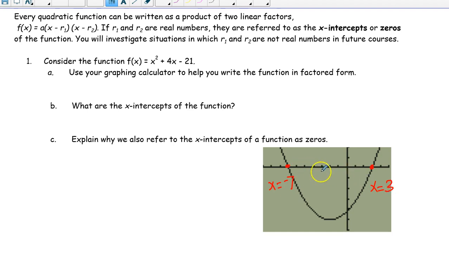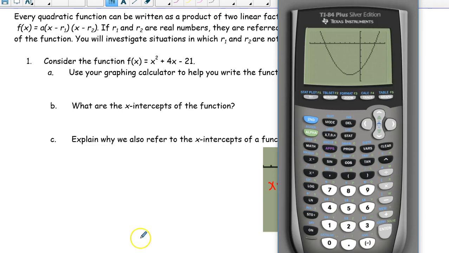Suppose you have difficulty reading these points, what should you do? Go to the calculator and get the table by hitting second and graph. Find the values of x for which y is equal to 0. Here you are seeing that when x is equal to -7, y is equal to 0.